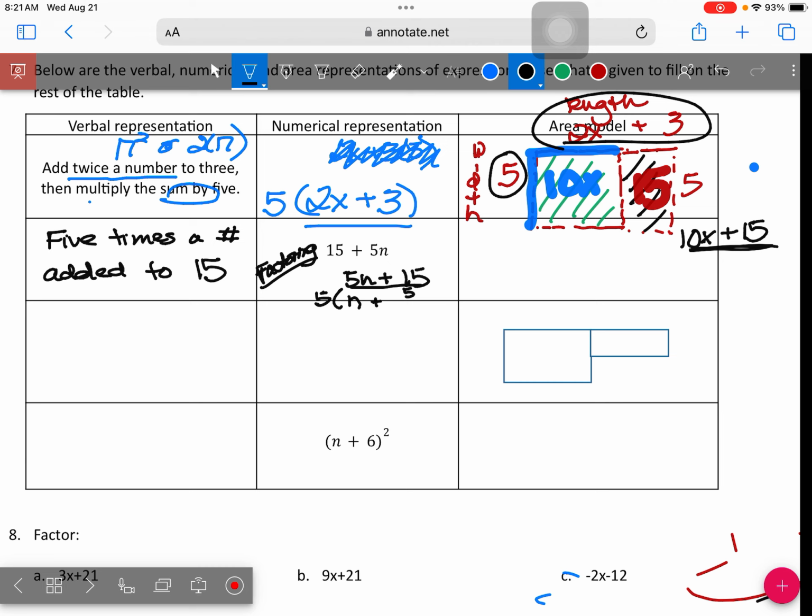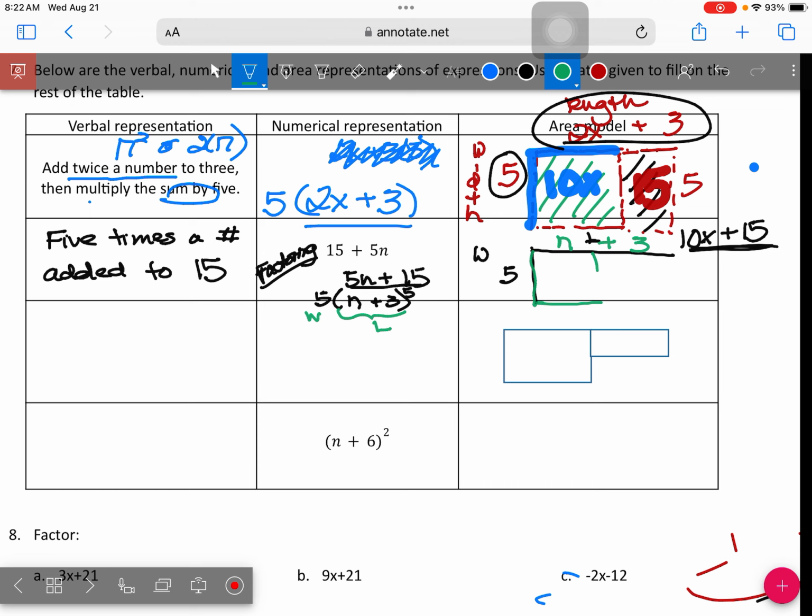Plus 15 divided by 5 is 3. Okay? So as you are doing this, your width is over here and your length is over here. What's going to be my width? 5. So this is 5. This is my length. What goes on top? n plus 3. So this is my width, this is my length. This is going to be n plus 3. We don't know the length of n.